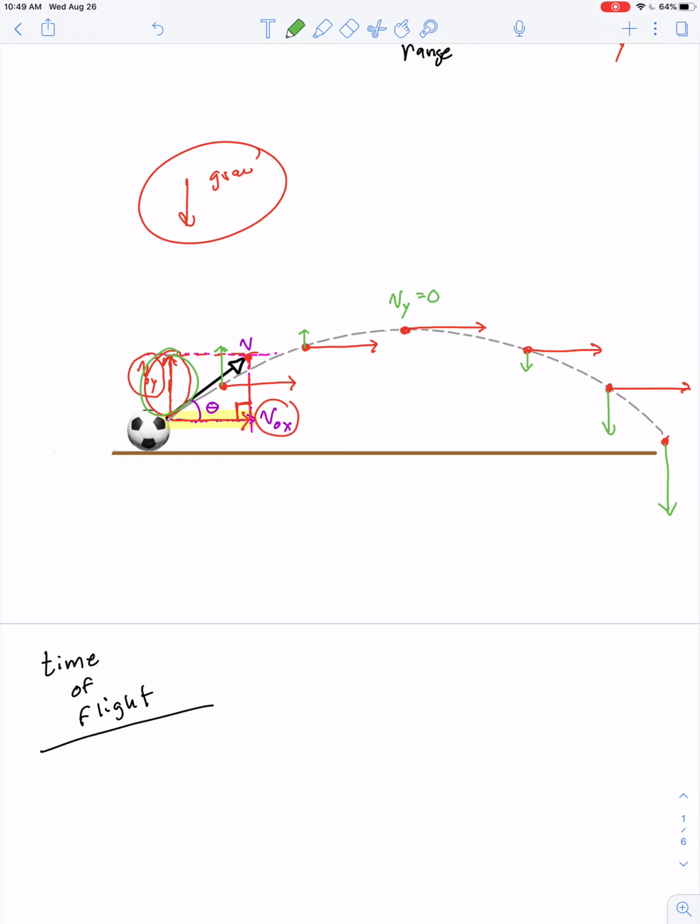Okay, in fact, there's a website. It's called PhET.